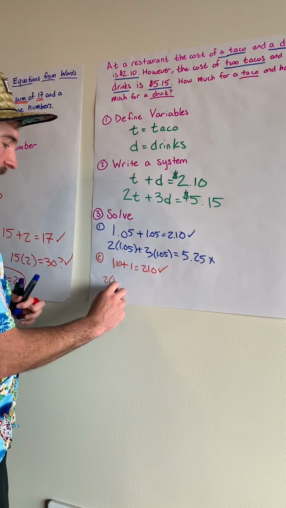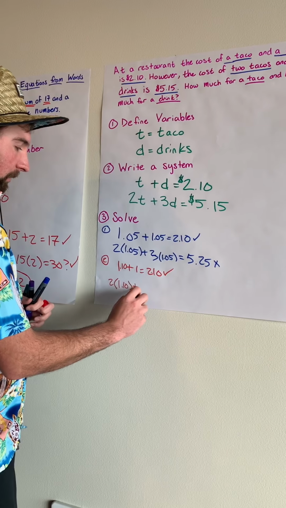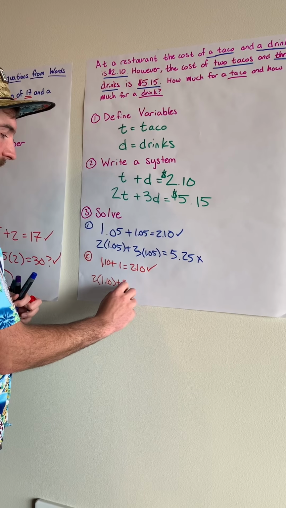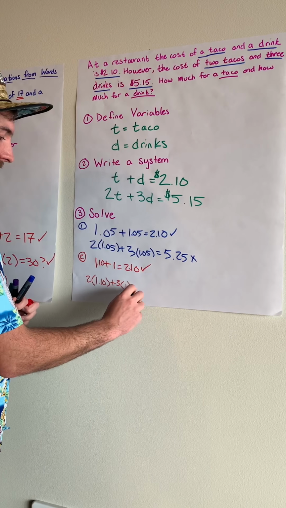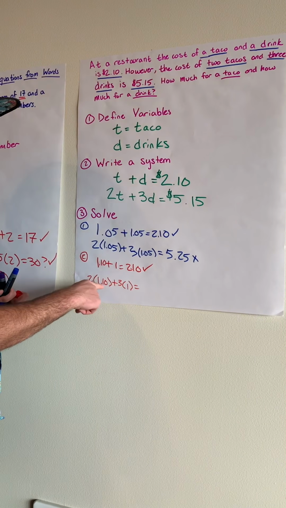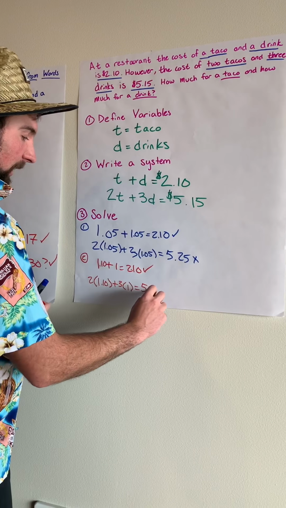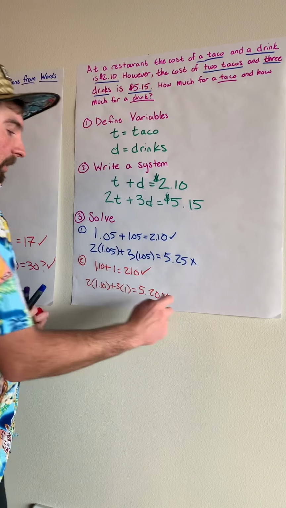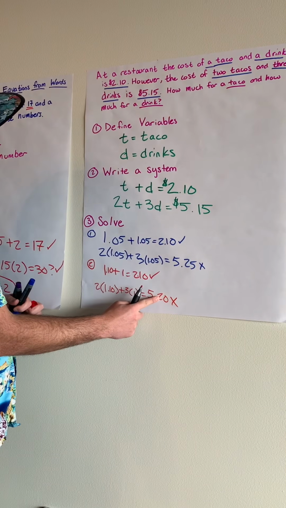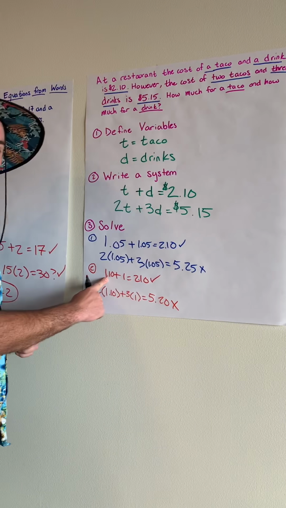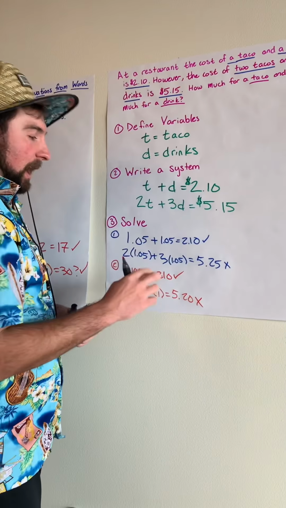2 times $1.10 plus 3 times $1. Well, that gives me $5.20. Ooh, close, even closer. I bet you if I raise the price of tacos just a little bit more, I can figure this out.